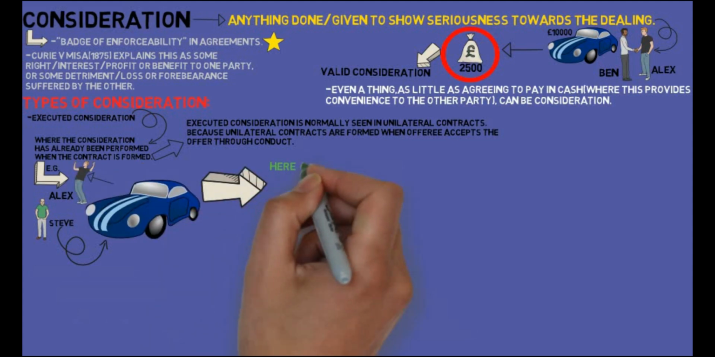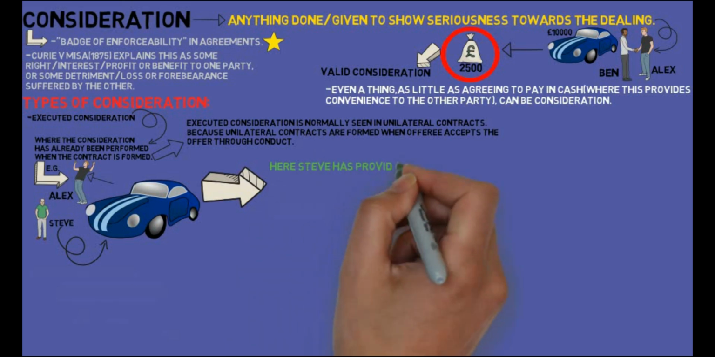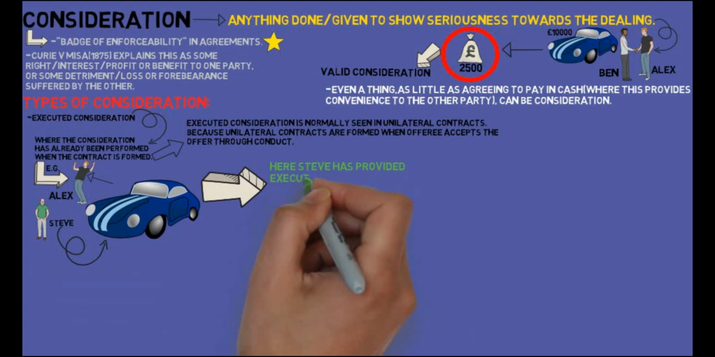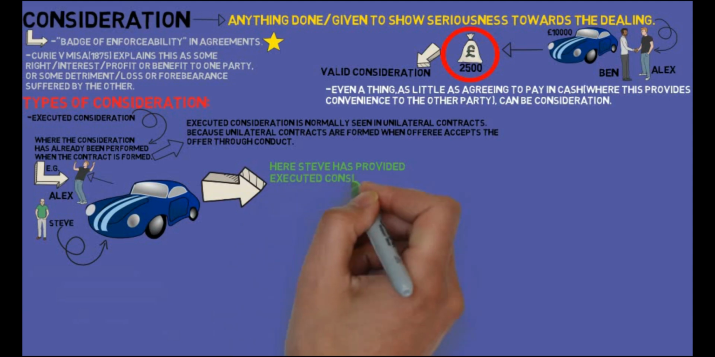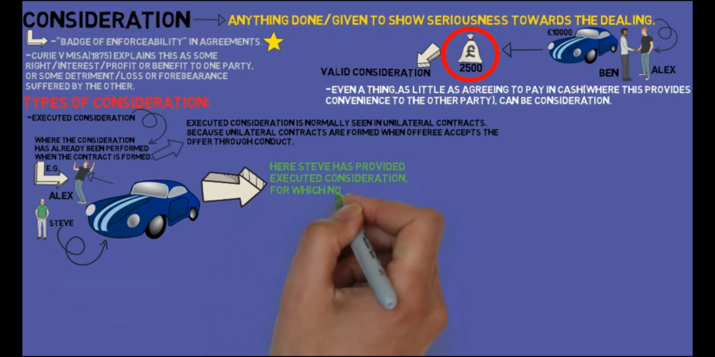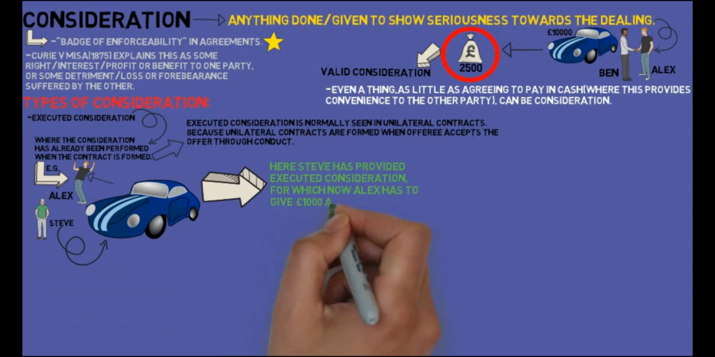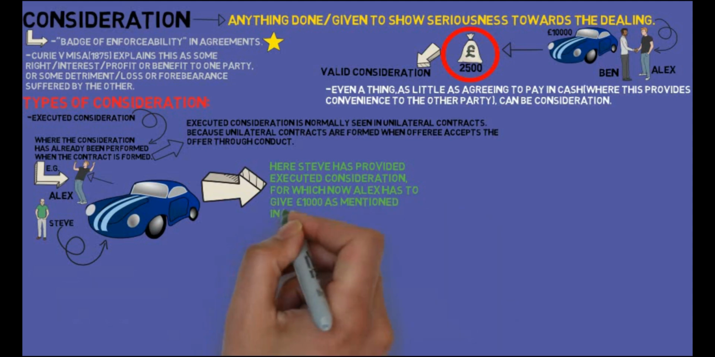Now here, after knowing about the offer, when Steve starts to find the car, he began performance. And when he had done so, he completed the performance and thereby provided consideration. Steve, in finding the car, provided the consideration, which is the executed consideration. Here Steve has executed consideration, for which now Alex has to give £1,000 as mentioned in the offer.